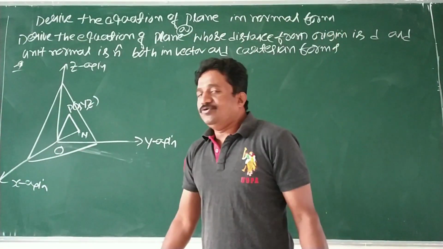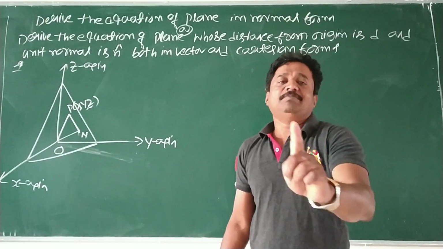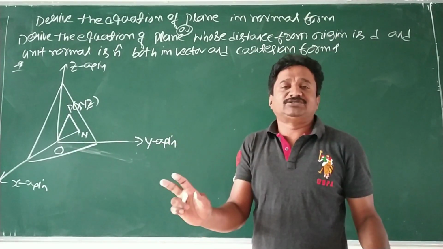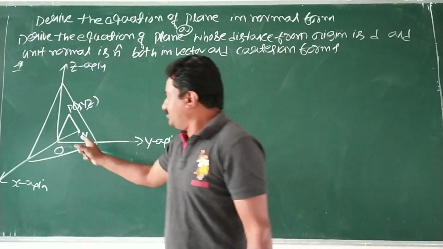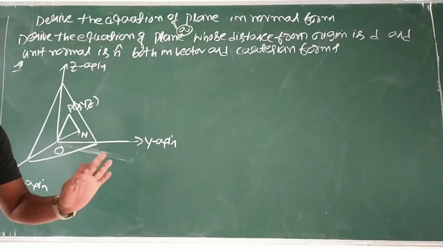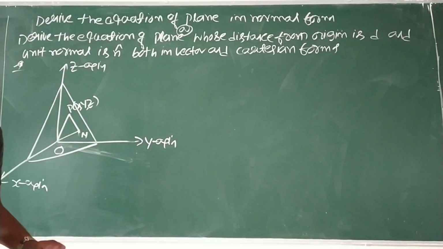For drawing the figure, you will get 1 mark. If you fail to draw the figure, you lose all the marks. They won't give marks. Now, OP, ON, NP. Now you write the description. The description will not carry any mark, but you write a one-line description.